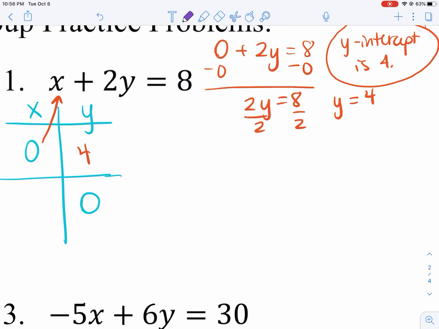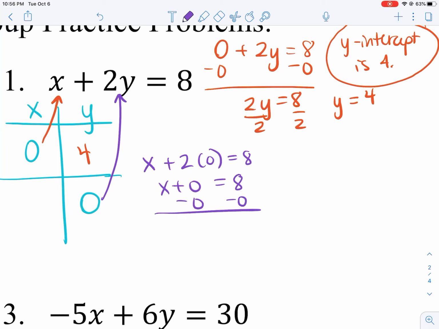For the second part, I'm going to substitute 0 in for y. So now I have x plus 2 times 0 equals 8. 2 times 0 is 0. Sorry, that is equals 8, not plus 8. And again, I don't have to subtract 0 because that's not going to do anything, but just in case you need that step, you can subtract 0 and get the same thing, which means that the x-intercept is 8.